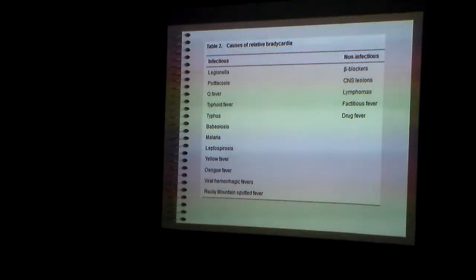Q fever, they can ask you. Typhoid fever is not common in this country, so I doubt they'll ask you about that. Leptospirosis is common in this country, and they will ask you about that, so watch out for it. And Rocky Mountain spotted fever is fair game. Non-infectious causes, y'all know beta blockers reduce the pulse. Drug fever, but I've not really seen that in clinical practice. With drug fever, I've seen relative bradycardia, so it must be very uncommon if it is there.